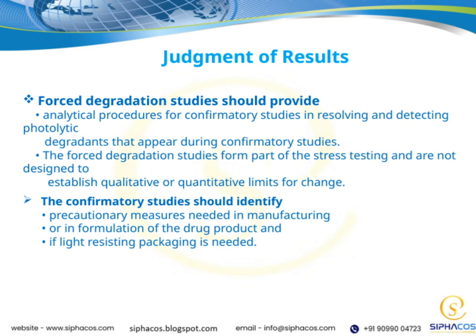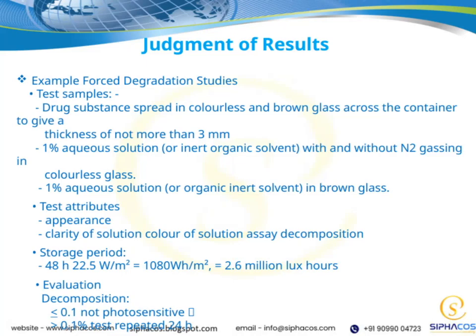In this slide, we're looking at an example of forced degradation studies, which are essential for understanding how our drug substance behaves under stress conditions. First, let's talk about the test samples. We use the drug substance spread in both colorless and brown glass containers, ensuring the thickness does not exceed 3 millimeters. This setup helps simulate different storage conditions. We also prepare 1% aqueous solutions, or inert organic solvents, both with and without nitrogen gassing, all in colorless glass. Additionally, we test the solutions in brown glass.